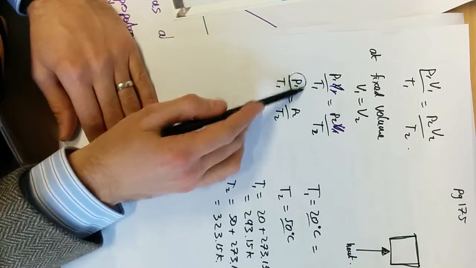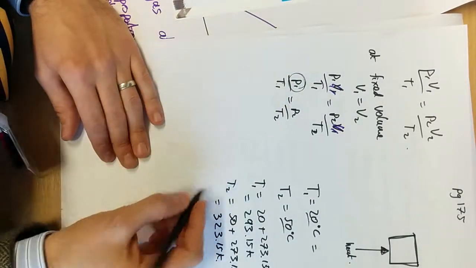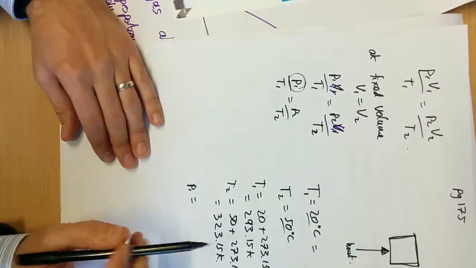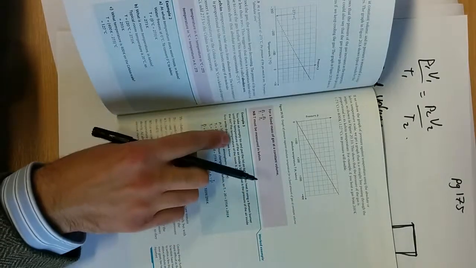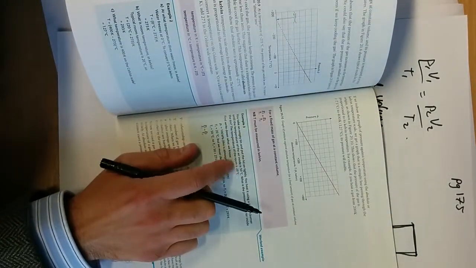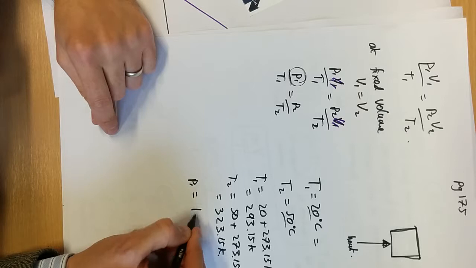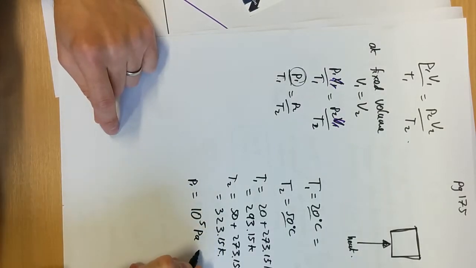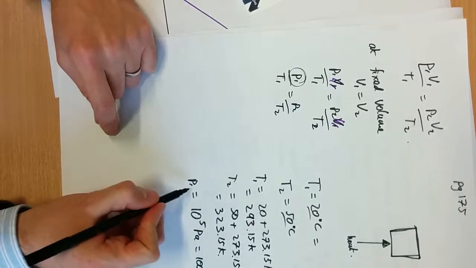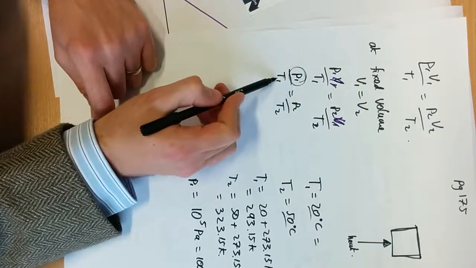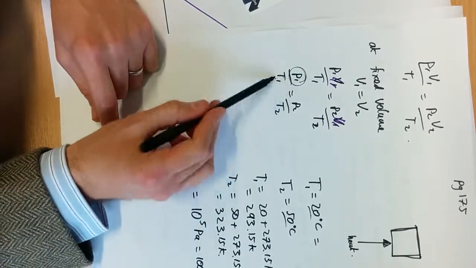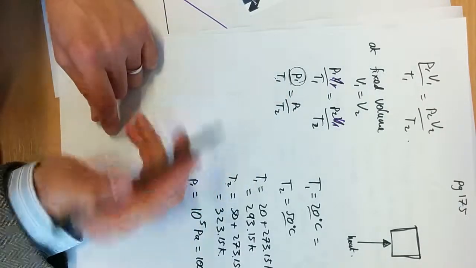Now the other thing we need to know is the pressure at the start, P1. We're told that it's just in a room with air, so we need to know the atmospheric pressure. We know that the atmospheric pressure is actually 10 to the 5 pascals, or 100 kilopascals. So that's our P1. We've got P1, we've got T1, we've got T2, we just need to find P2.